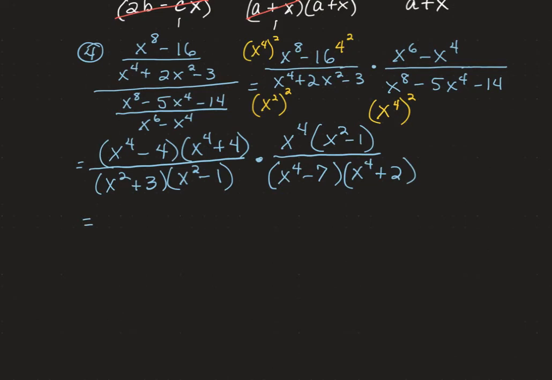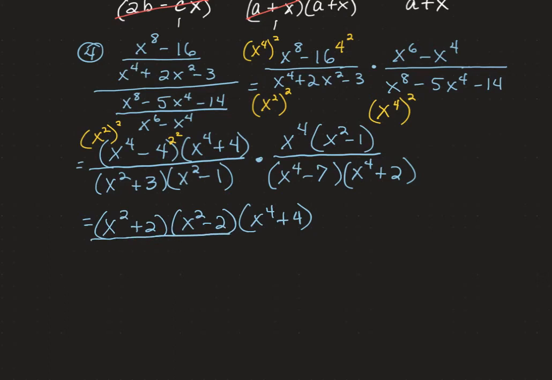X to the 4th minus 4. That's really just x squared squared, isn't it? And 4 is 2 squared. So we can rewrite that as x squared plus 2, x squared minus 2, and then we have x to the 4th plus 4. In our denominator, we have x squared plus 3, which will not factor further, but x squared minus 1 will. It will become x plus 1, x minus 1.